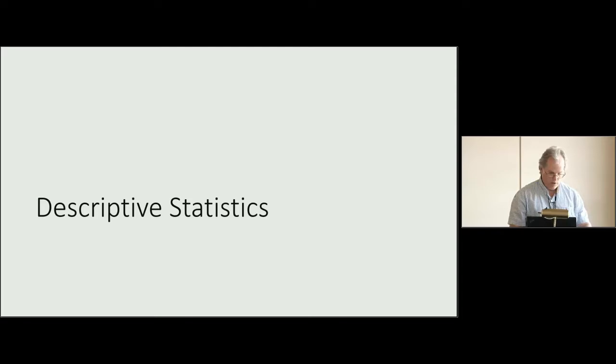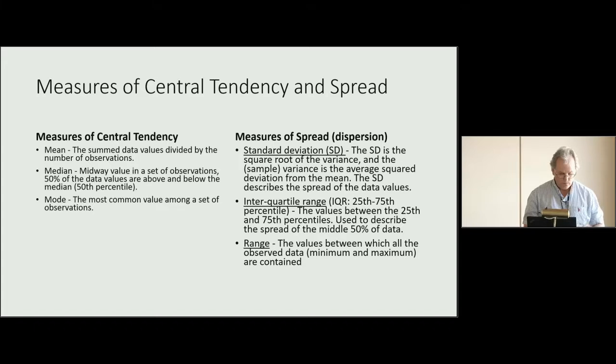So we're going to talk a little bit about descriptive statistics. You may know this, but there are two types of summary measures. There's measures of central tendency, and there's measures of spread or dispersion. These are what we use to summarize our sample data set. And when you read a paper, they'll have these sort of measures in the paper, and they'll discuss it.